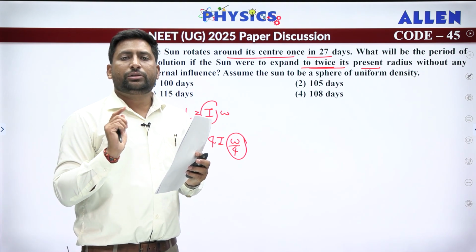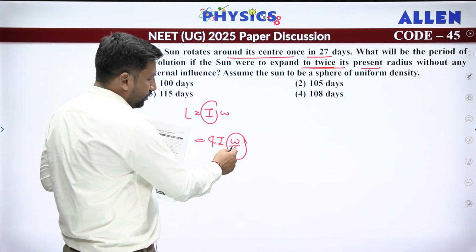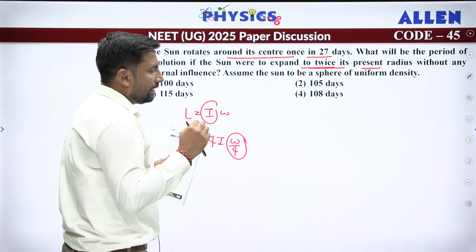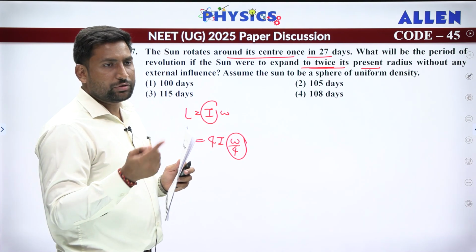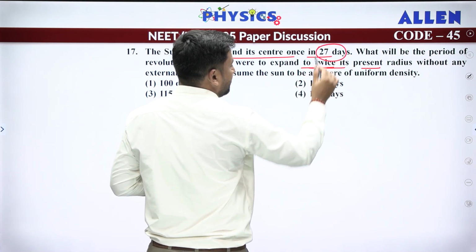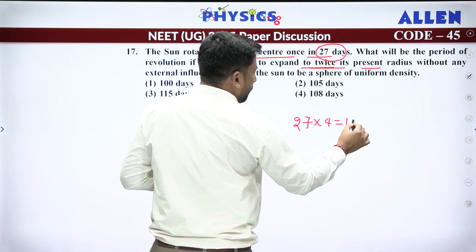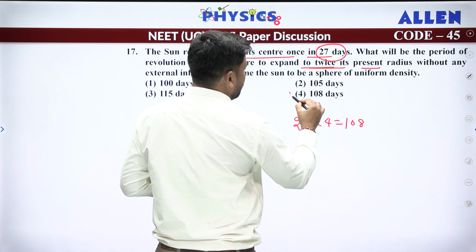So the rotation becomes 4 times slower. So if omega becomes 1 by 4, then the time period becomes 4 times, because omega and time period are reciprocal. So it was rotating in 27 days, now it will rotate in 27 into 4. So you will get 108 days. So option 4 is correct.